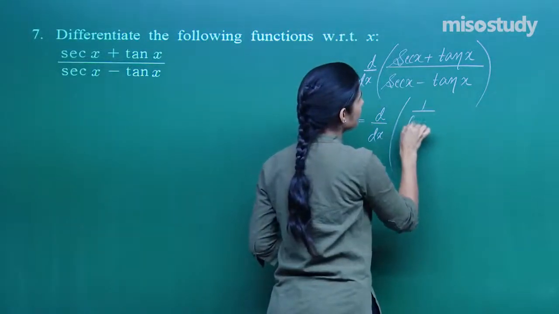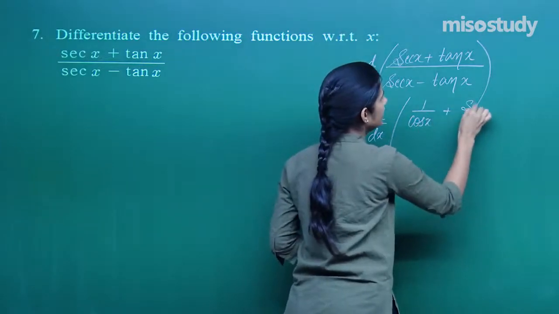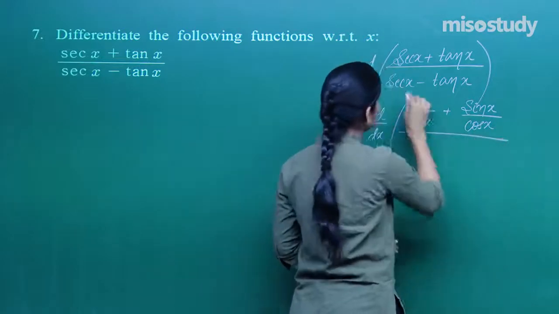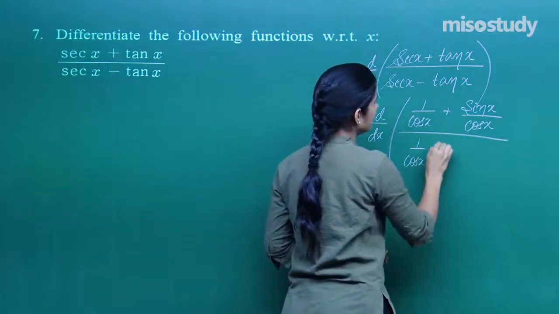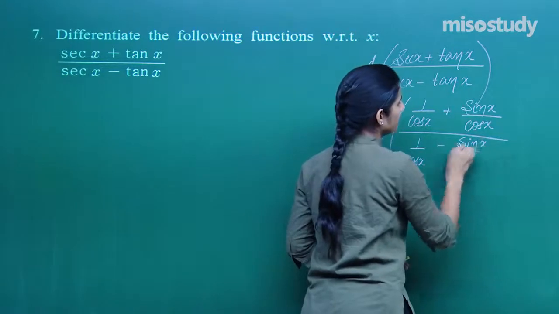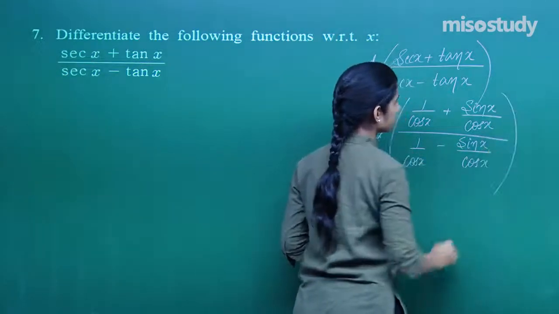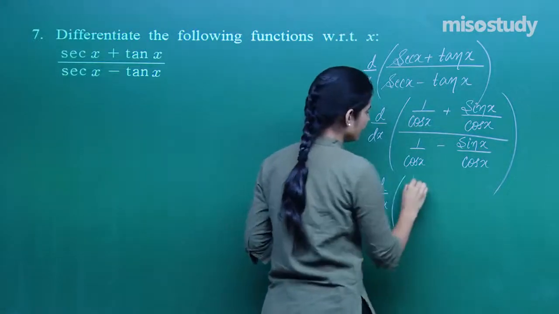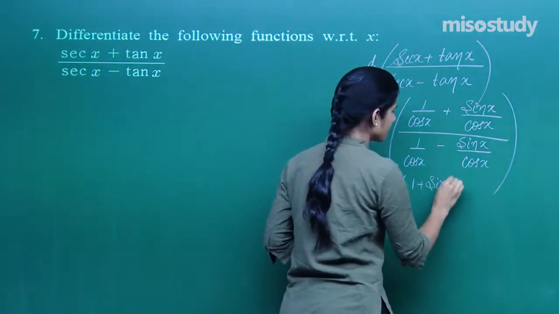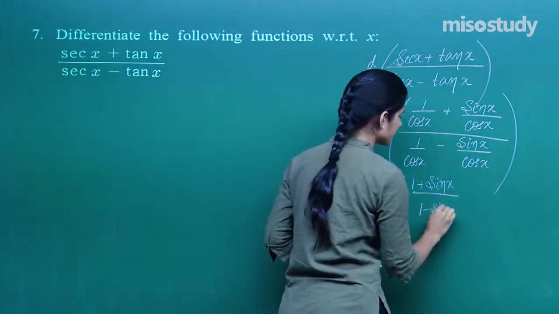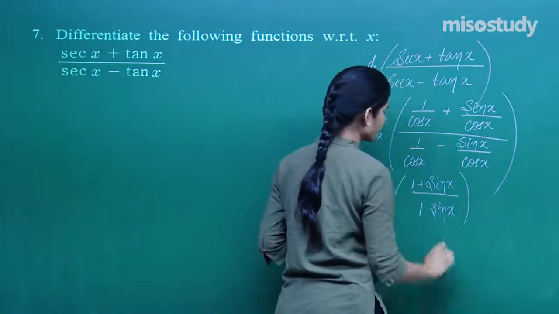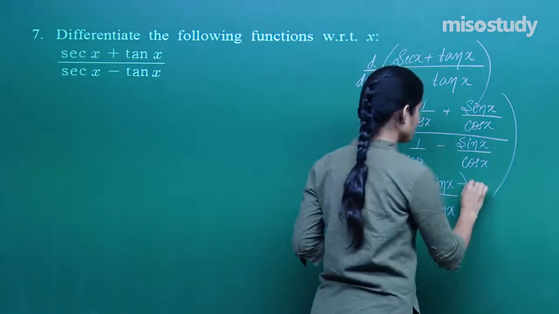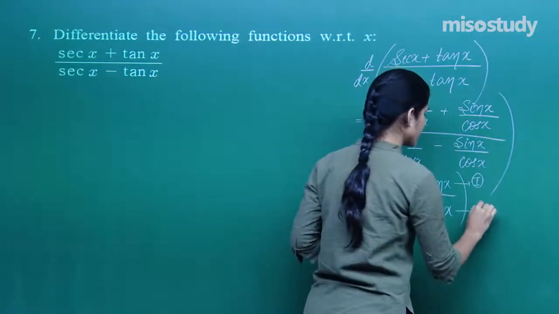I can write this as 1 by cos x, sec x is 1 by cos x, tan x can be written as sin x upon cos x, then again sec x is 1 by cos x, tan x is again sin x by cos x. Cos x comes out as the LCM, what do you get? 1 plus sin x upon 1 minus sin x, because cos x cancels out from the numerator and denominator. Now you apply the quotient rule. This is your first function, this is your second function.